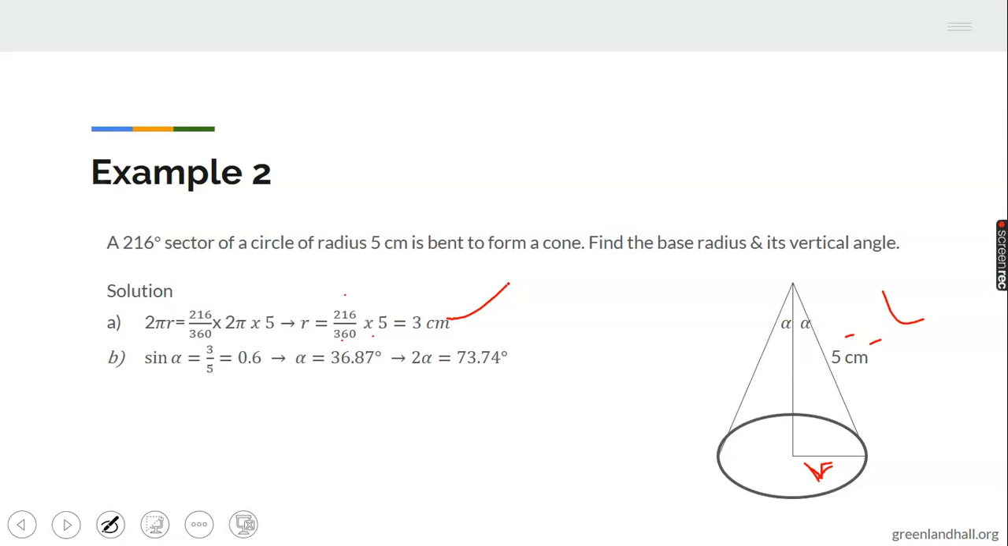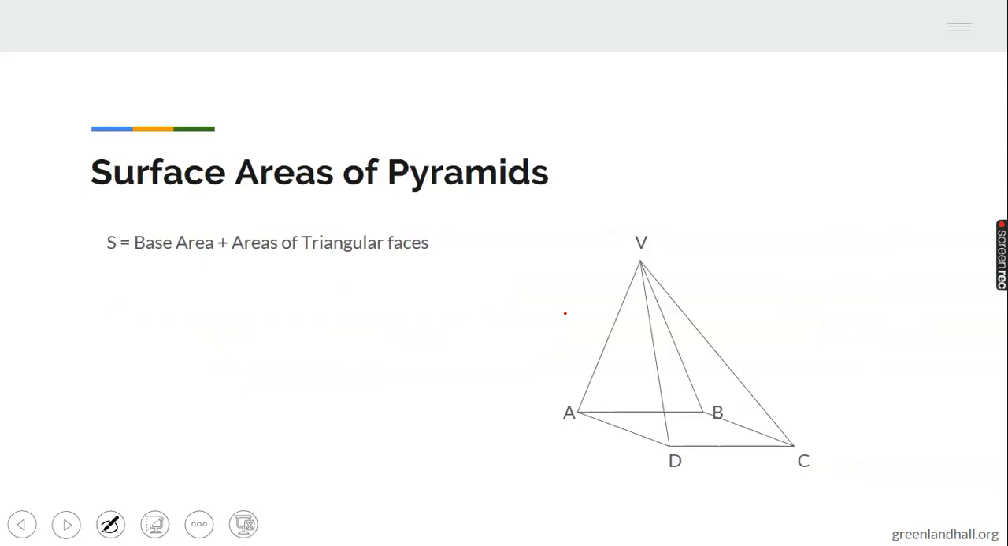The second aspect, the vertical angle, using trigonometric ratio, sine. This is the opposite and this is the hypotenuse to be sine. So sine alpha, this alpha, will give us 3 over 5, which is 0.6. Then making alpha the subject, it will give us this angle, 36.87 degrees. So the vertical angle is this two. Adding these two together to give us 73.74 degrees. And move on.